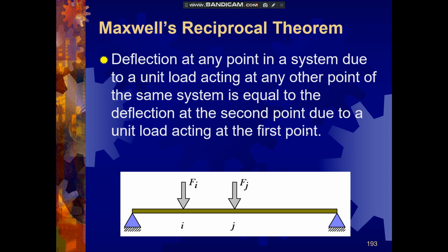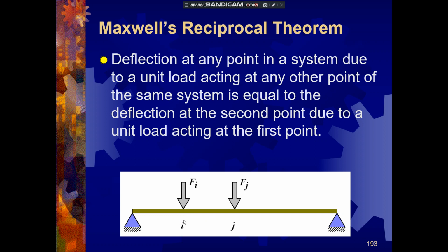It states that deflection at any point in a system due to a unit load acting at any other point of the same system is equal to the deflection at the second point due to a unit load acting at the first point. So here in the figure we have two locations on this beam. It could be a beam, a cantilever, or any other kind of complex system also.